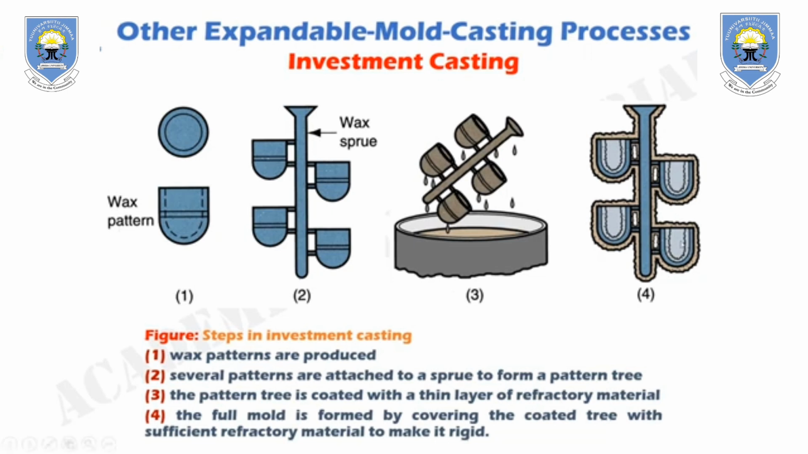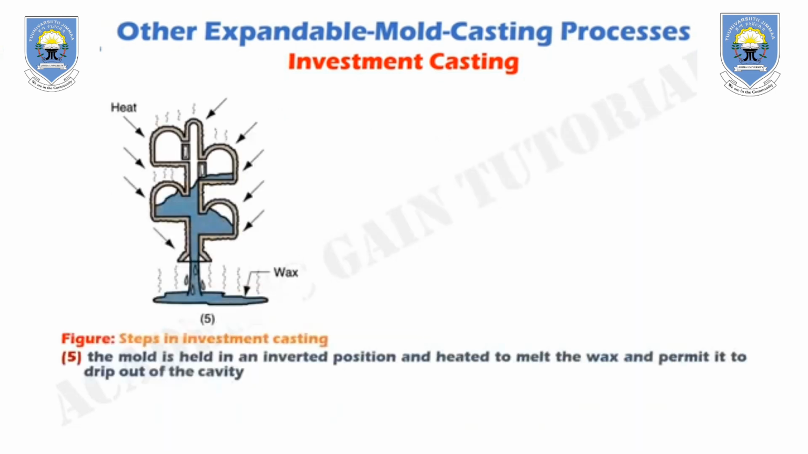Figure 4 shows the fourth step in investment casting process, where the full mold is formed by covering the coated tree with sufficient refractory material to make it rigid. Figure 5 shows the fifth step, where the mold is held in an inverted position and heated to melt the wax and permit it to drip out of the cavity.